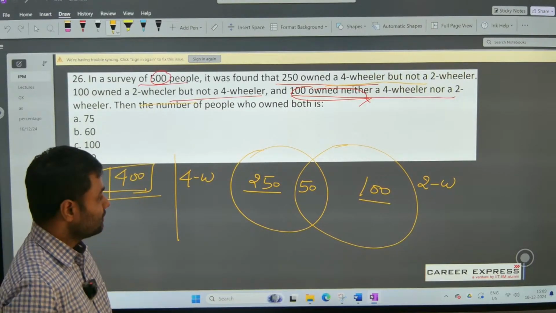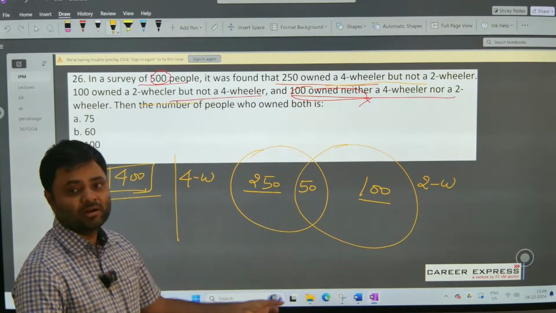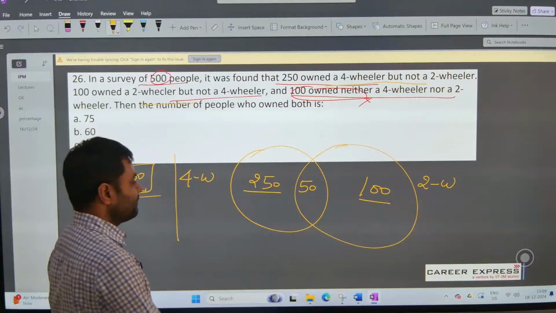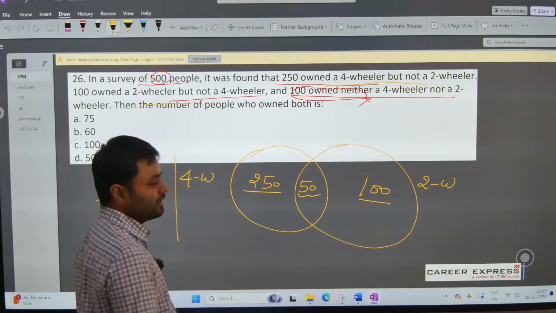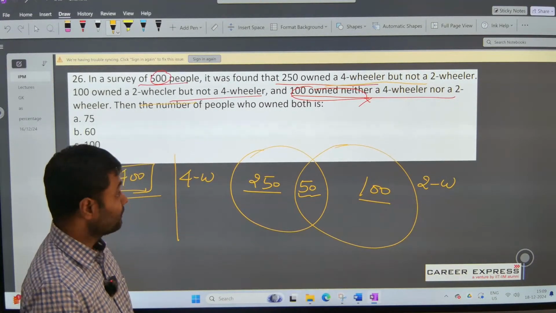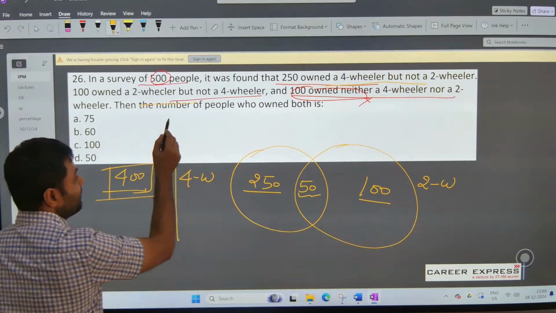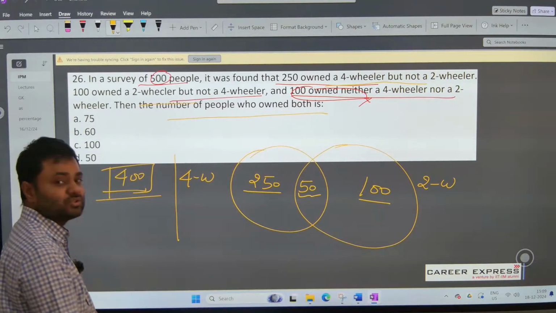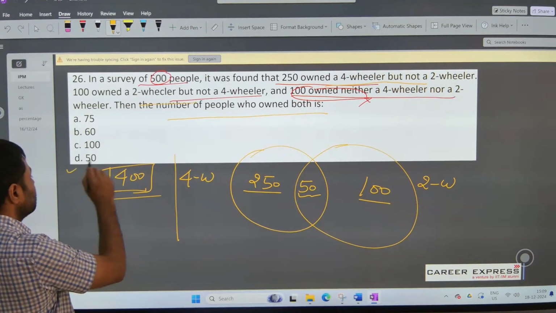Where the people with both two-wheelers and four-wheelers lie. So there are 50 people with both kinds of vehicles, two-wheeler as well as four-wheeler. So the answer to this question, the number of people who owned both, that means two-wheeler and four-wheeler, is 50. Hence the answer is D.